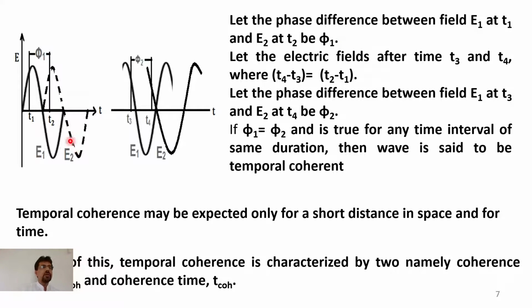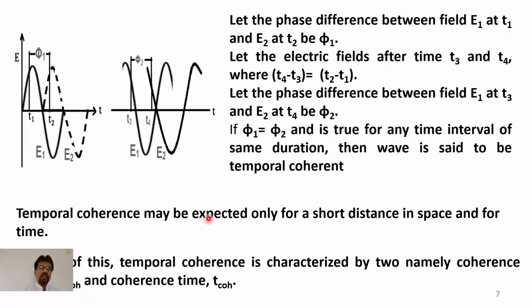Now see here in the first figure A, we can see that the phase difference between these two points, at the two times t1 and t2, is phi 1. Now let the electric field vector be considered at later times t3 and t4. If the phase difference between the field vector at t3 and at t4 is phi 2, and phi 1 equals phi 2, and this is true for any time interval of the same duration, then we can say that the wave is temporally coherent.